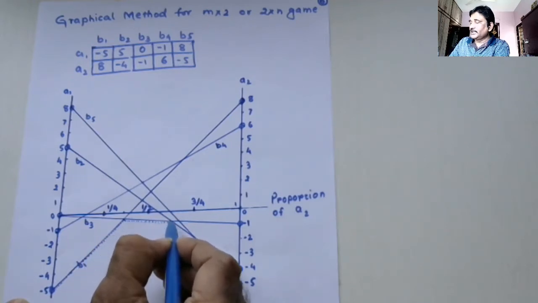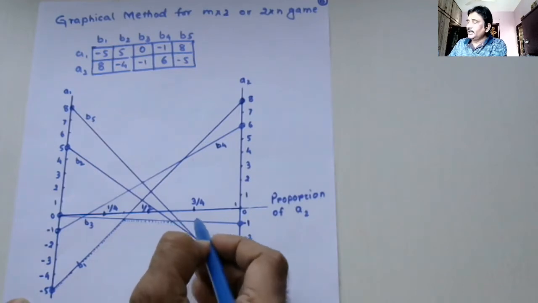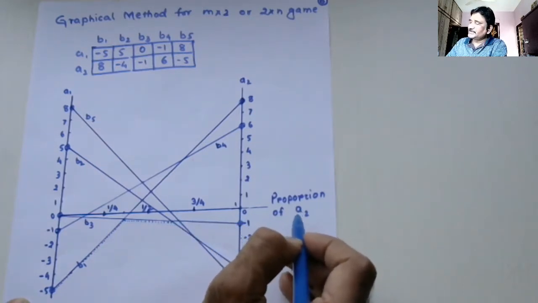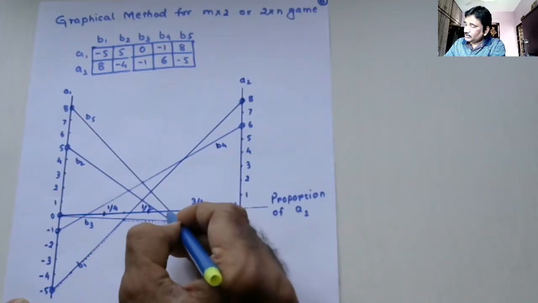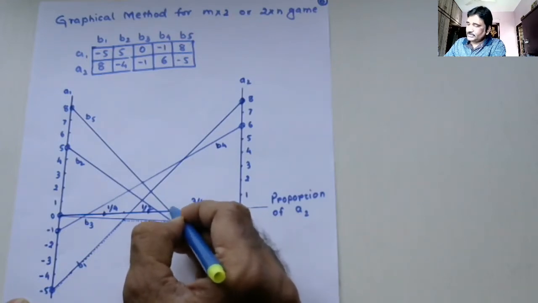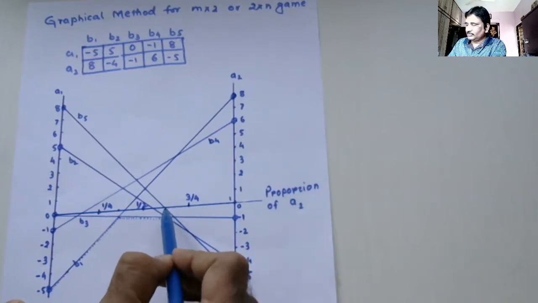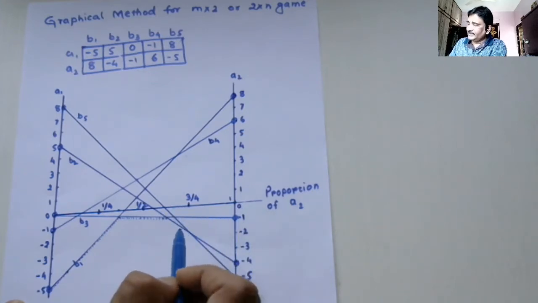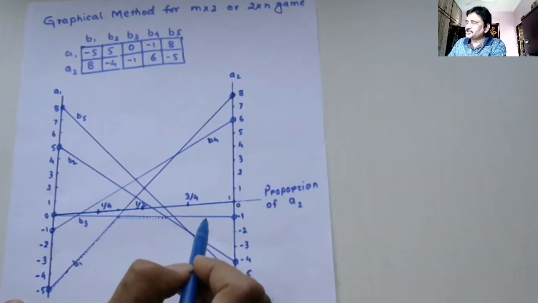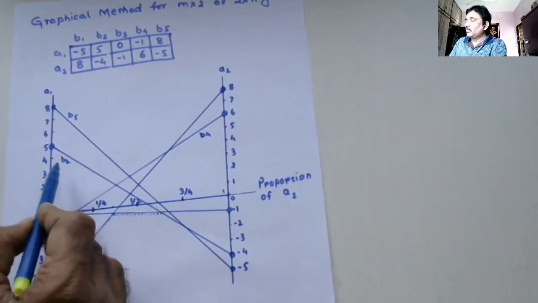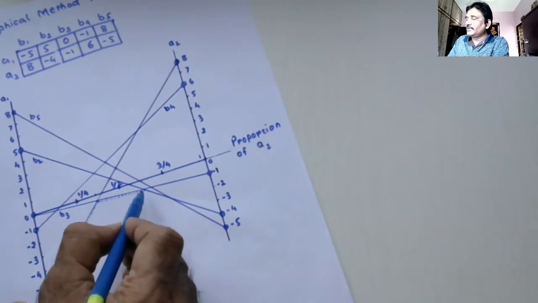Okay, it will continue playing B3 till player A increases the proportion of course of action A2 till this proportion, as you are seeing by my direction of the pen. I don't plot a line there, but you can just understand. Now after this, if the proportion of course of action still increases, player B will switch to play B2.